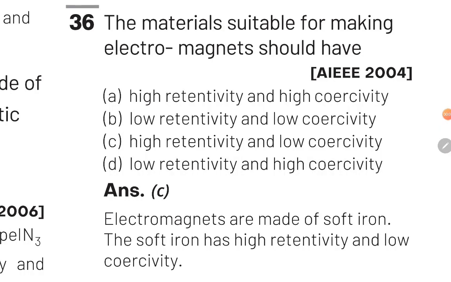Yes students, the last question for this video is, the material suitable for making electromagnets should have. Guys, in this question, we need to use the concept that electromagnets should be made of material in which magnetization can be made zero by applying small value of opposite current or opposite magnetic field. This means, students, electromagnets should have low coercivity.